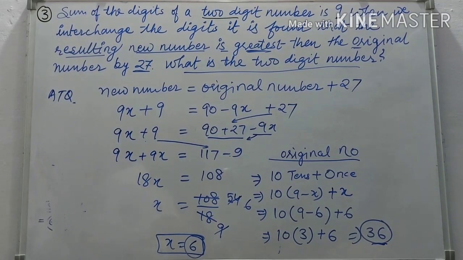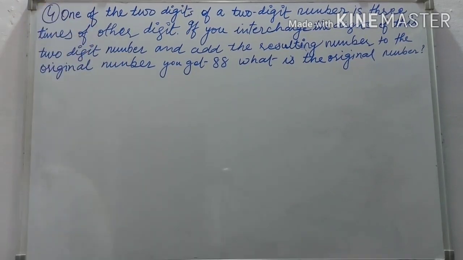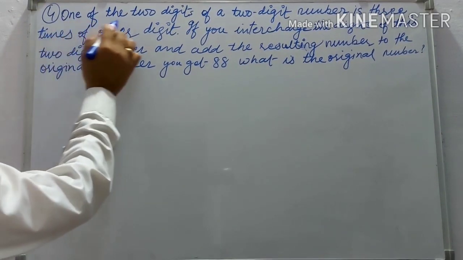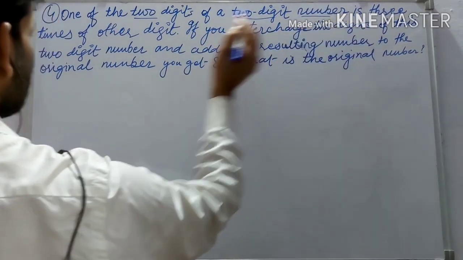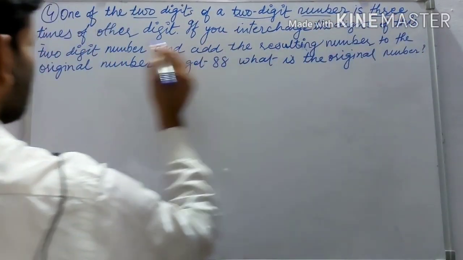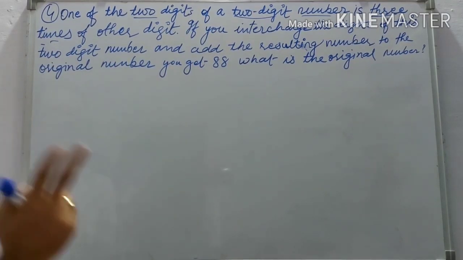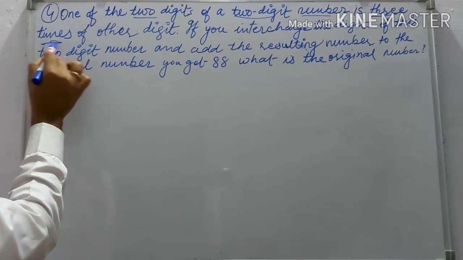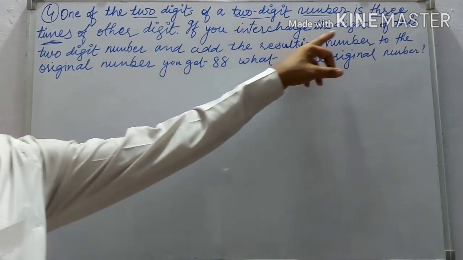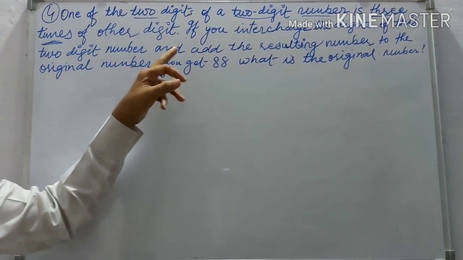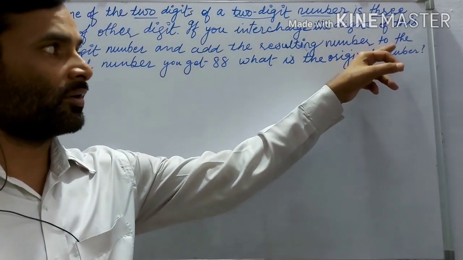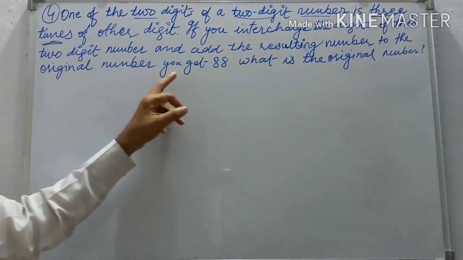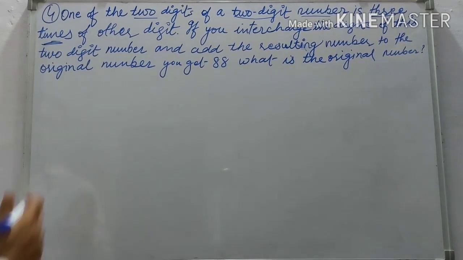Question number 4 is similar to question number 3. In a two-digit number, one digit is in the ones place and the other in the tens place. The tens place digit is 3 times the other digit. If you interchange the digits and add the resulting number to the original number, you get 88.